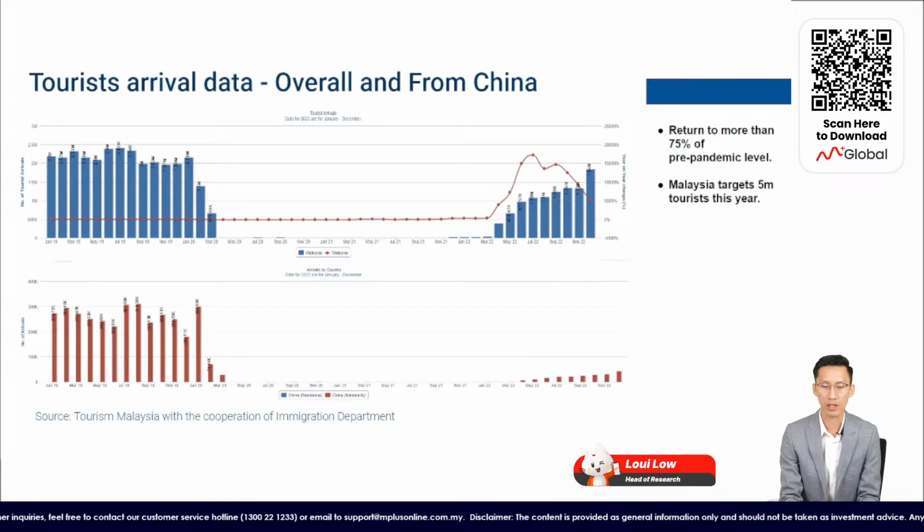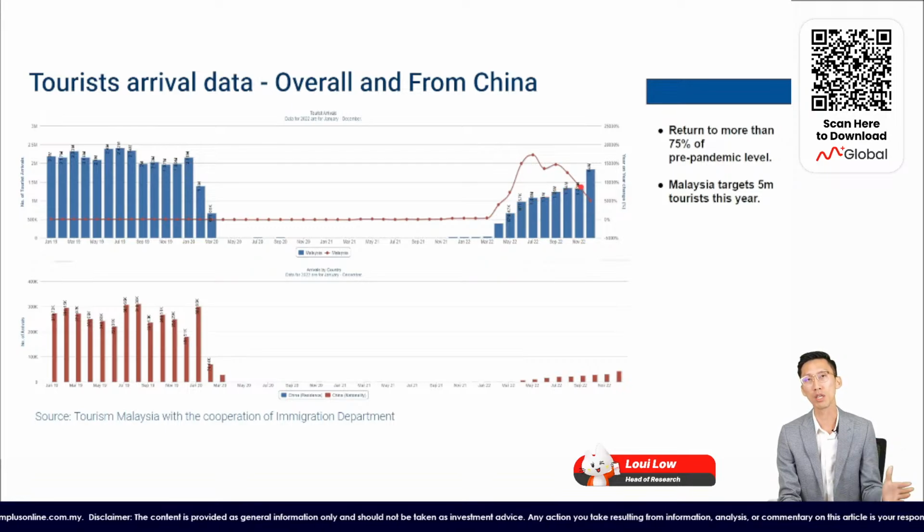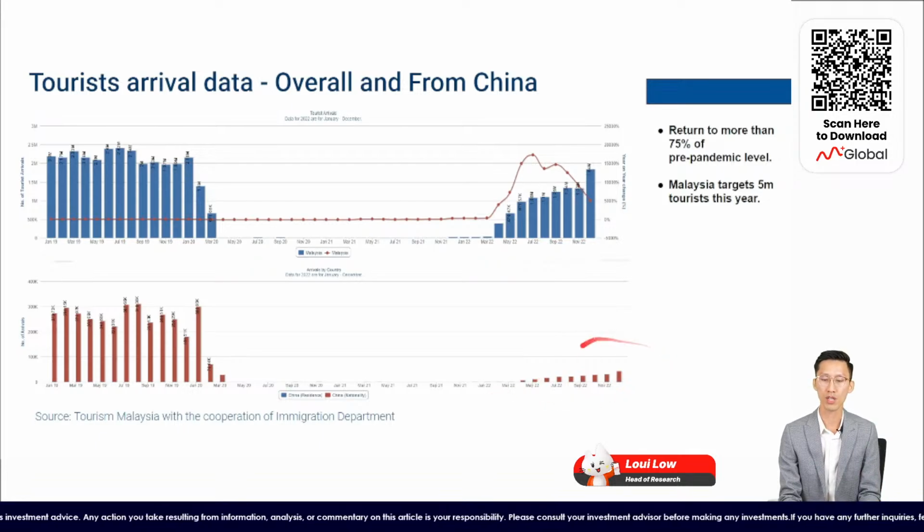Okay, so looking at this chart of our Malaysia tourist arrivals, you can see that it is definitely on a growing path. But since the reopening last April, there is another factor that could bring more robust tourist arrivals. Why is it so? Because since January, China has reopened its borders, and that should help with Chinese tourists coming into Malaysia.